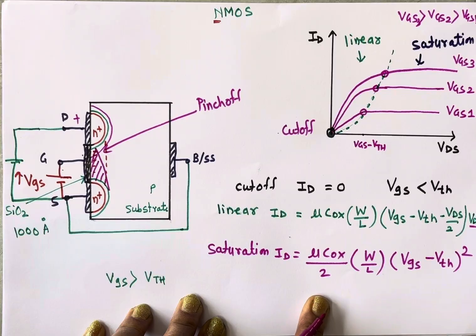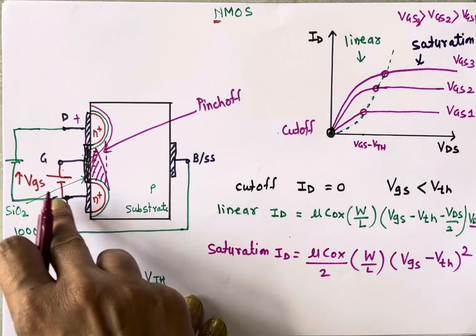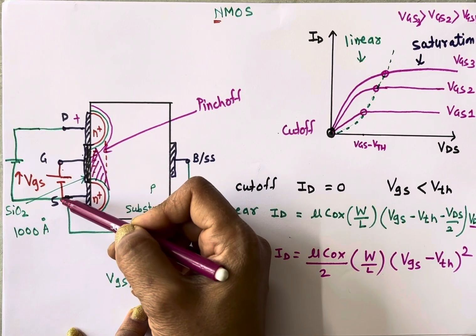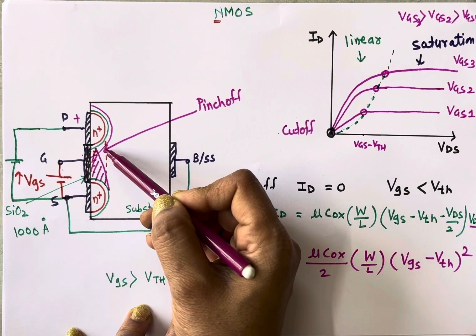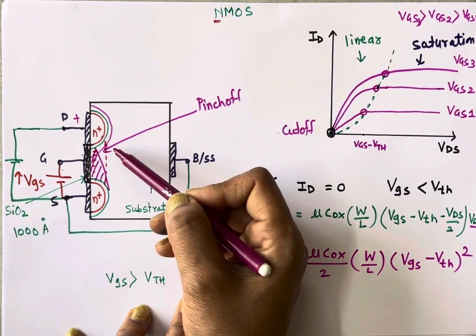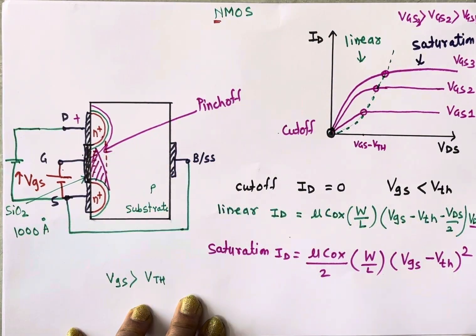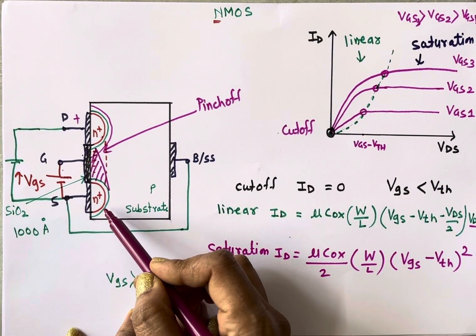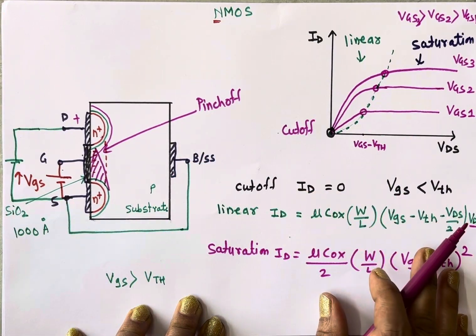To flow current, we must apply voltage between the drain and source terminals, and to create a channel, we must apply some voltage between the gate and source terminals. This is the pinch off region. It is created because of the reverse bias of this PN junction. So, this is the construction of MOSFET, working of MOSFET and characteristics of MOSFET.